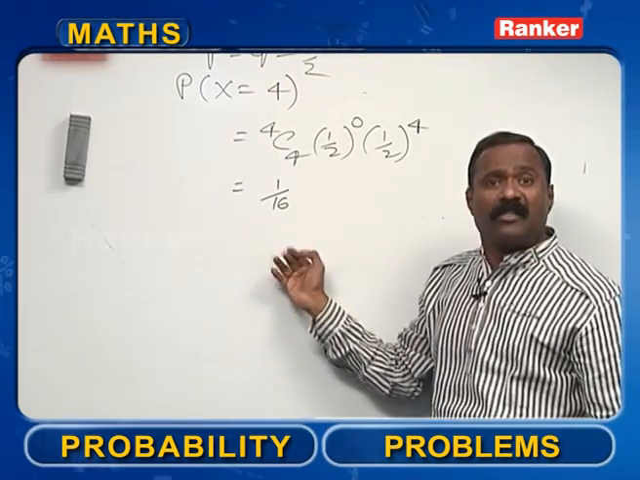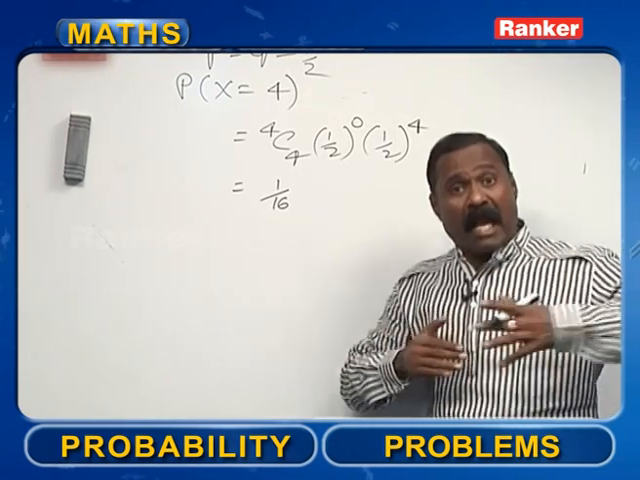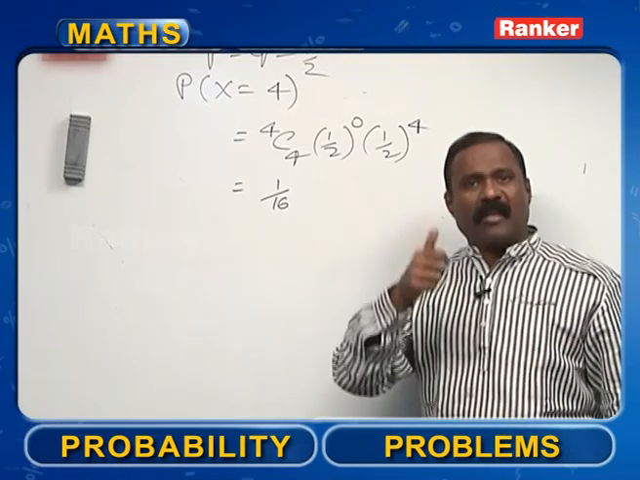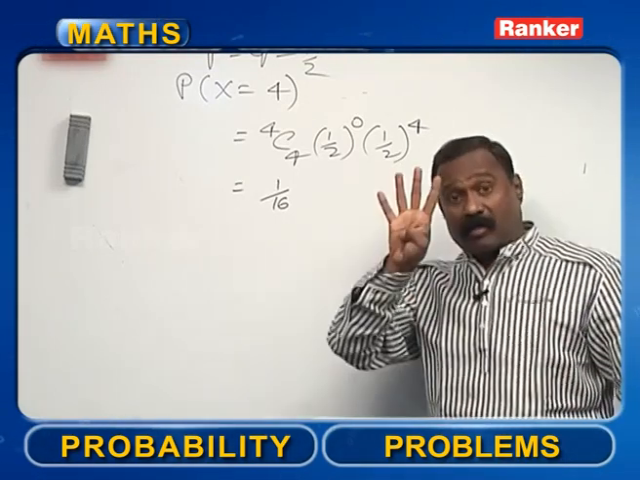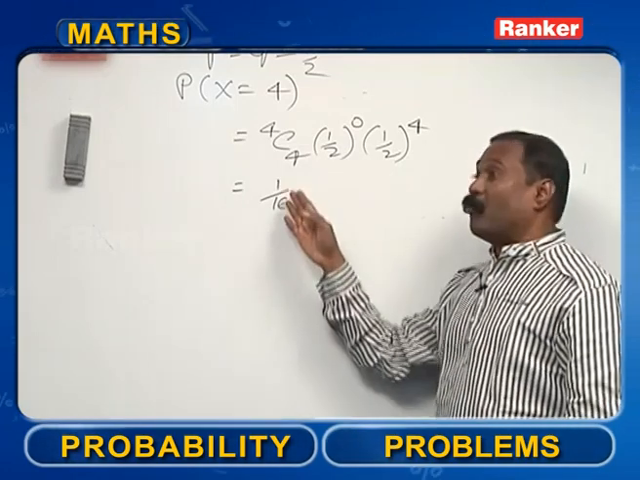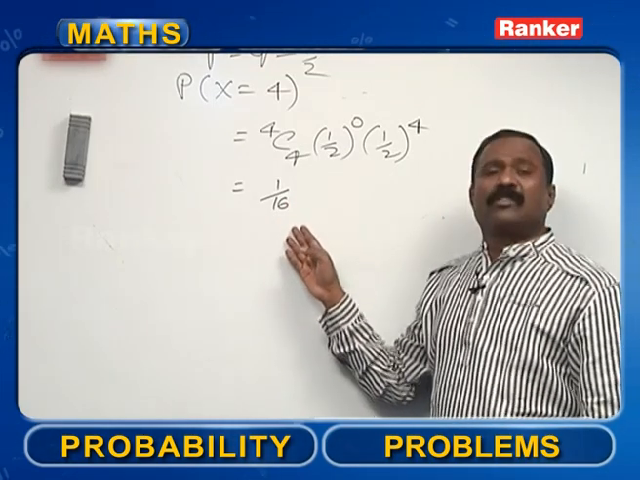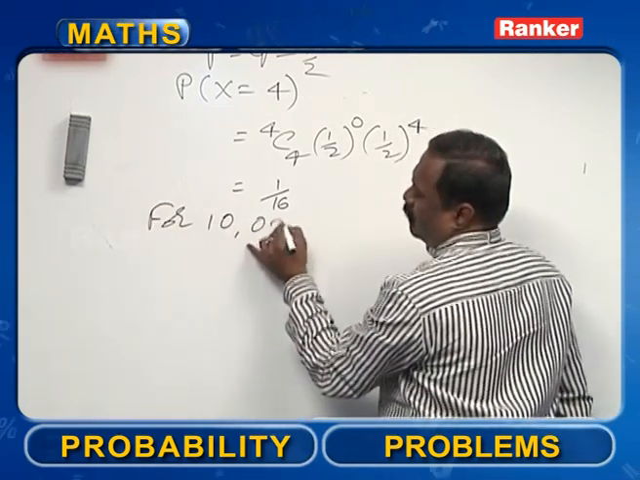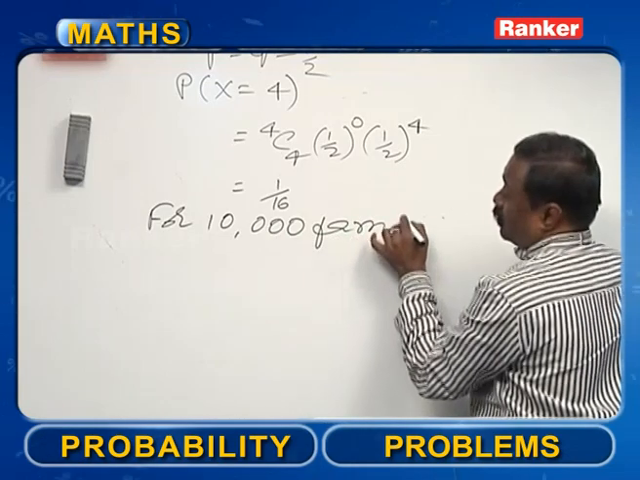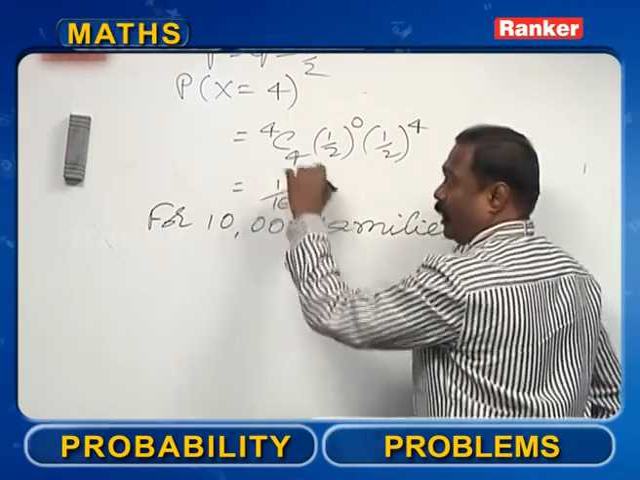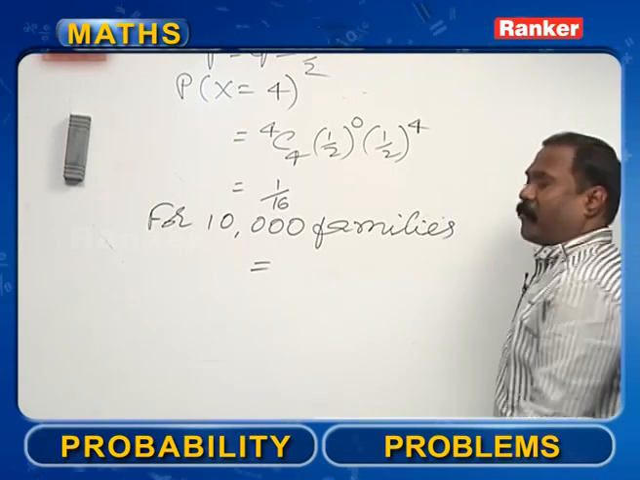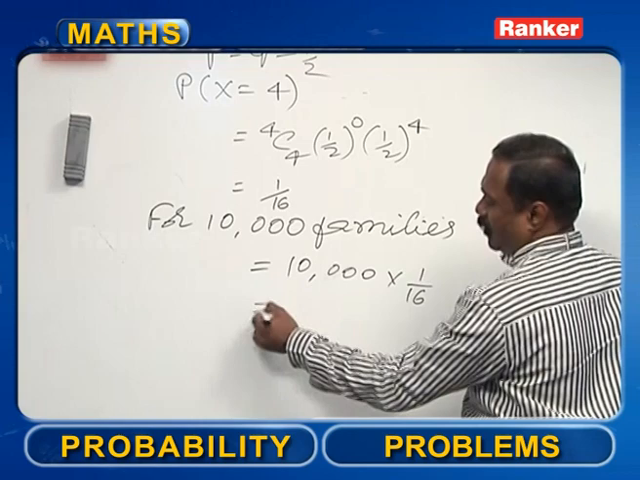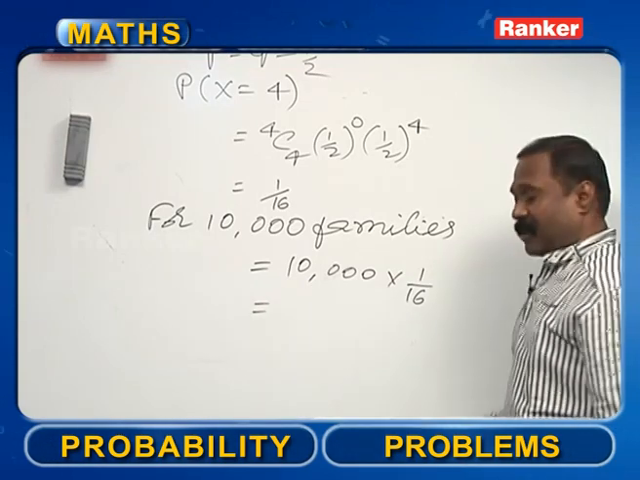It is 1 upon 16. Considering a single family consisting of 4 children, the probability to have all daughters is like getting all heads if 4 coins are tossed, or a coin is tossed 4 times. Then it will be 1 by 16. So to have all daughters, the probability is 1 by 16. This is for one family. The mathematical expectation for 10,000 families is 10,000 into 1 upon 16.